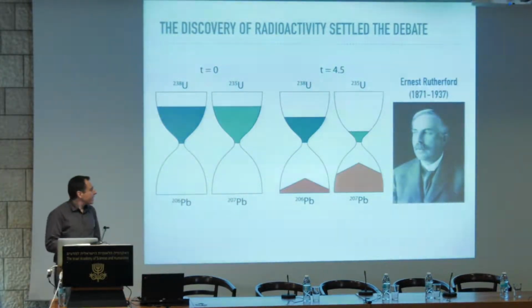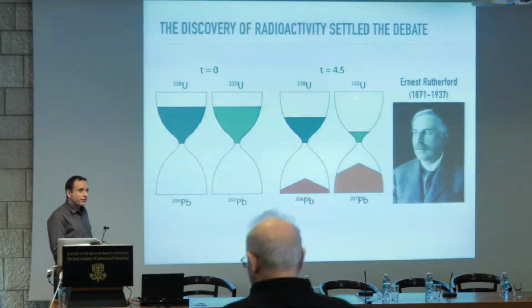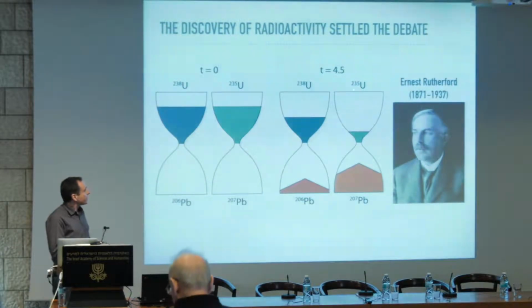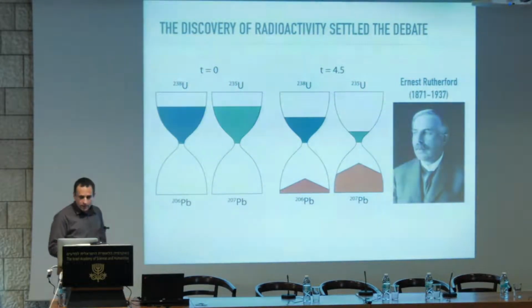And the decay of uranium-235 is much faster than that of 238, right? It has a half-life that is about 7 times shorter than that of uranium-238. Its product will accumulate much more quickly in the mineral, right? We started out with nothing, and we end up with something. And because this decay is much faster, we end up with more lead-207 than lead-206.